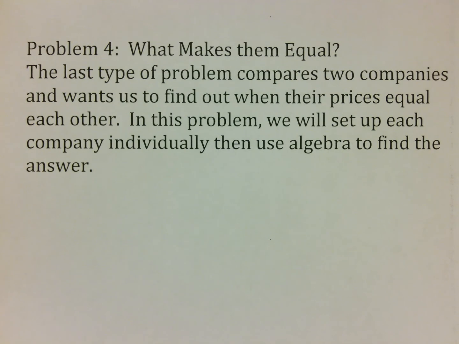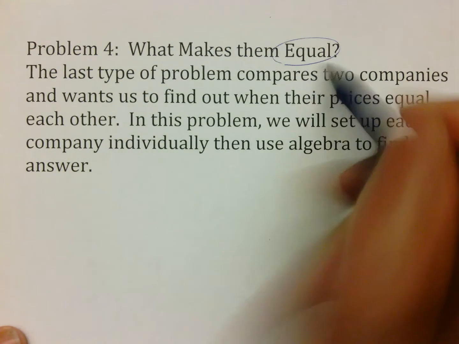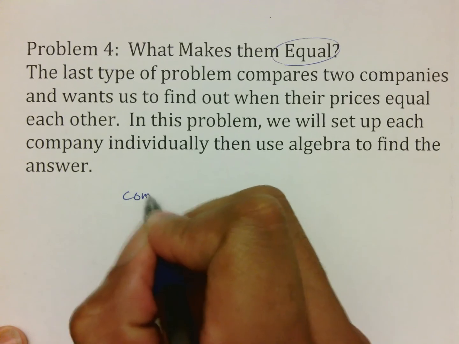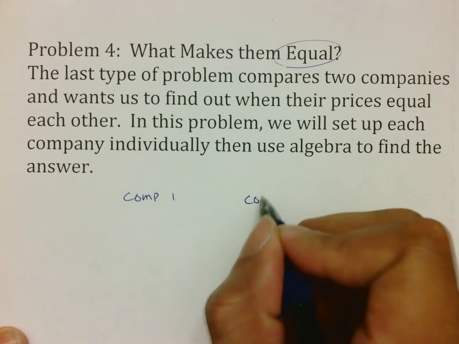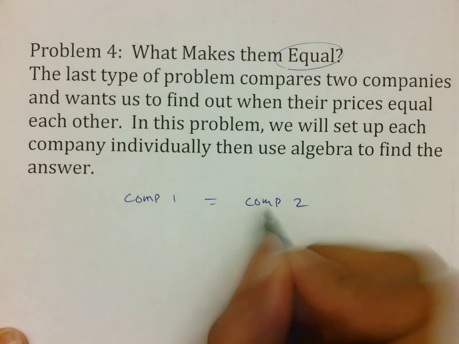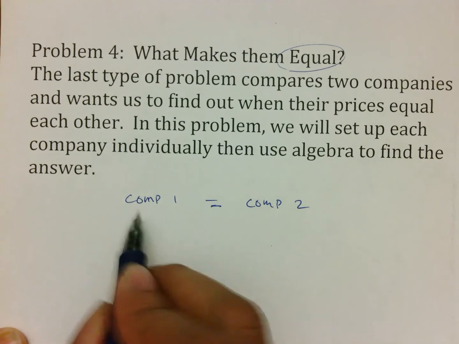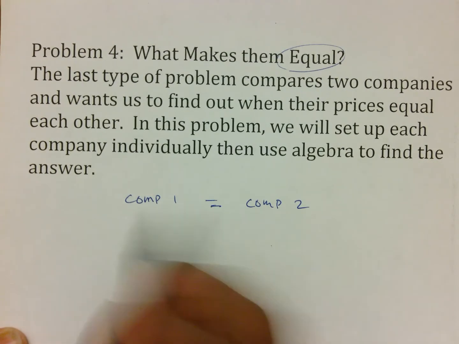Problem number 4 is one that wants to take two companies and wants us to find out when their prices are equal. This is important because, in that problem, the way you want to do it is to set up each company algebraically by itself, and then use algebra to find the answer of what makes them equal. So what we would do is take company 1 and company 2 and put an equal sign, because that's how you actually find out when the price of company 1 equals the price of company 2.